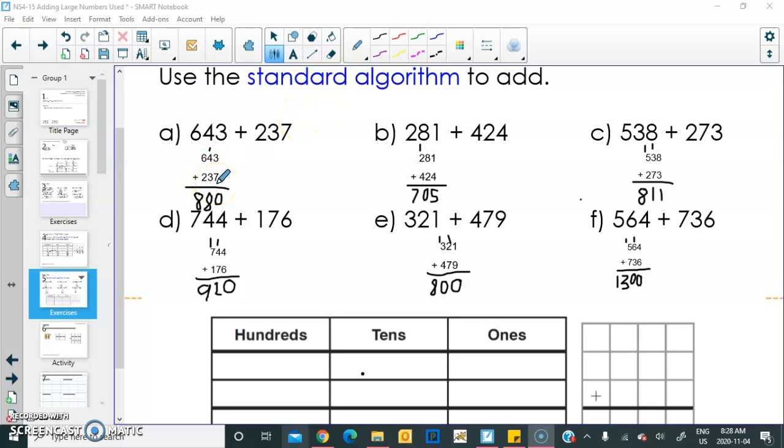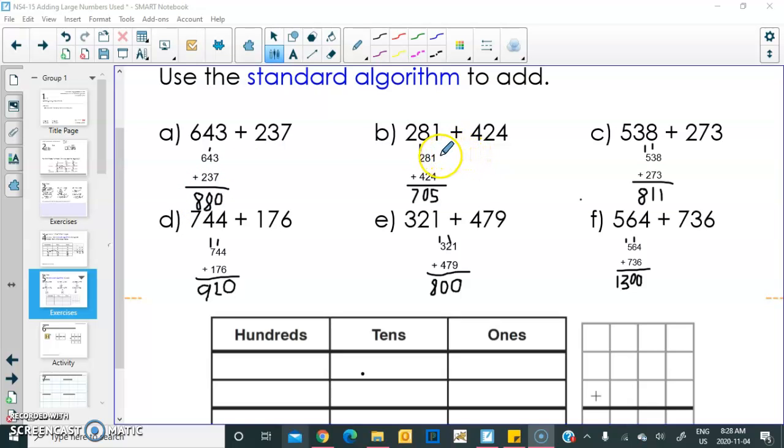So we always start with the ones. 7 plus 3 is 10, so we leave the 0, and we carry a 10 to the tens. So now we have 1 plus 4 plus 3, which equals 8, and we have 600s plus 200s, which equals 800s. So our total is 880.